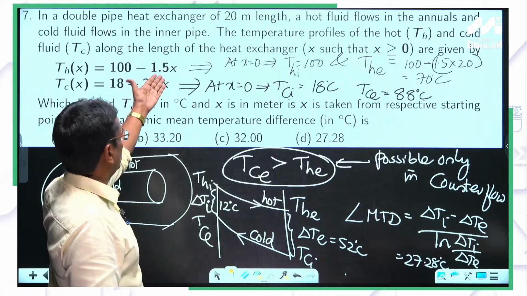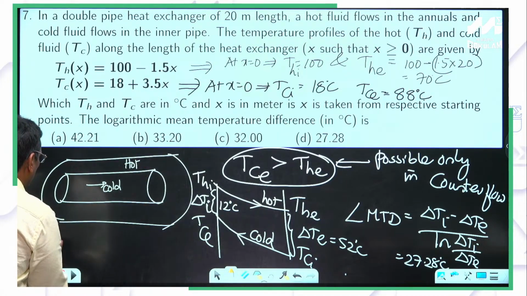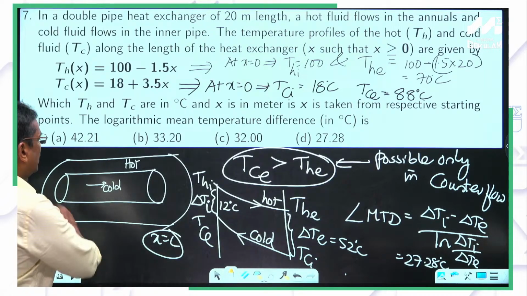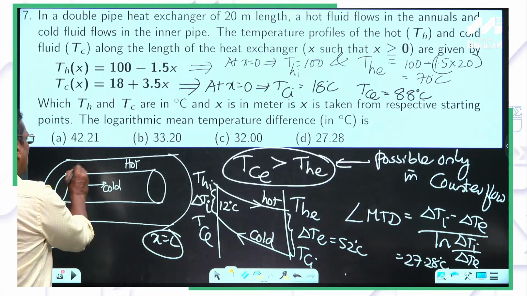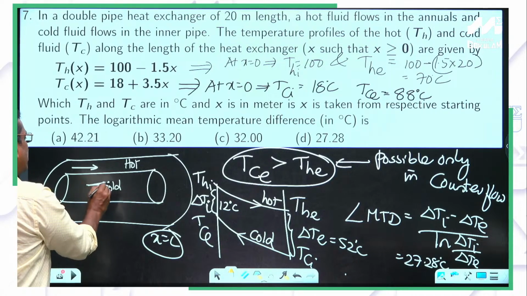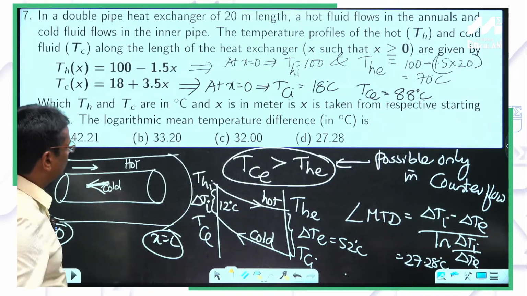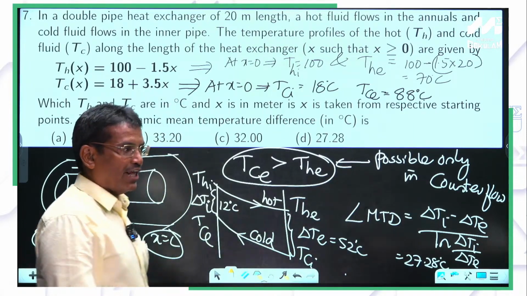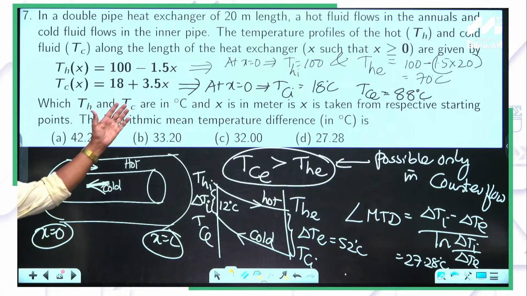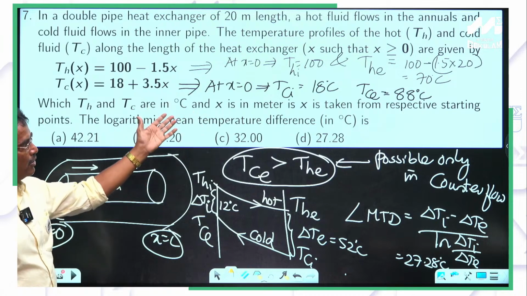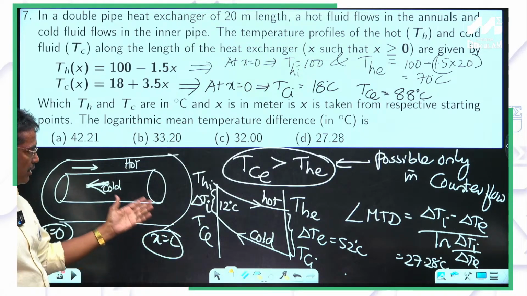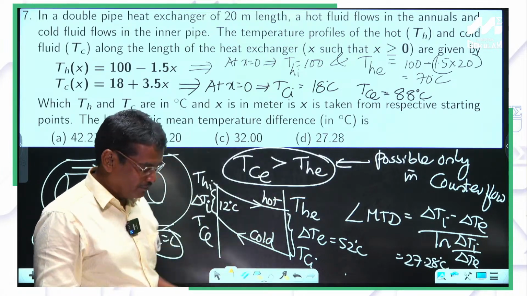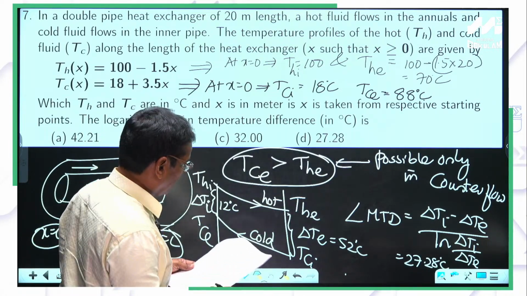By putting x equal to 0 here and x equal to L, the length of the heat exchanger, here. If the hot fluid is going like this, the cold is coming like this. It is a counterflow. Both fluids are moving in opposite directions. I got the Thi, The, Tci, Tce, substituted, got delta Ti and delta Te, and obtained the LMTD.